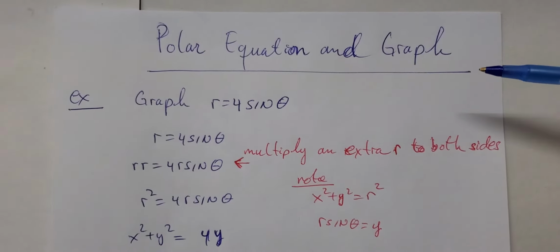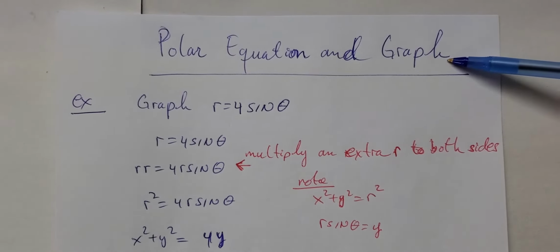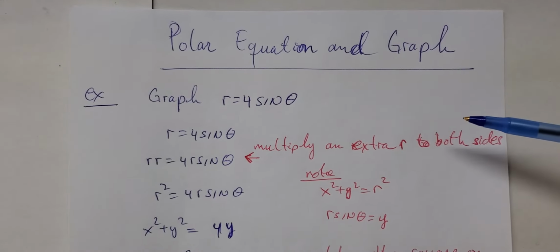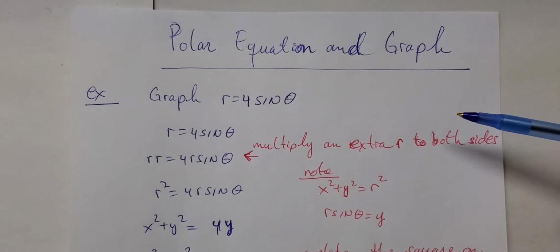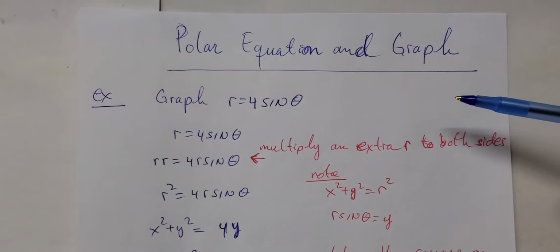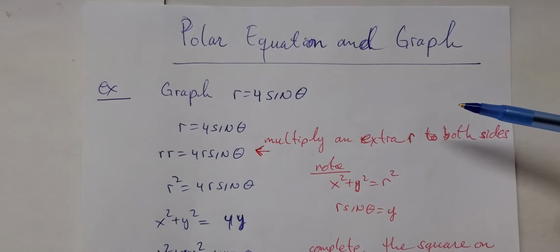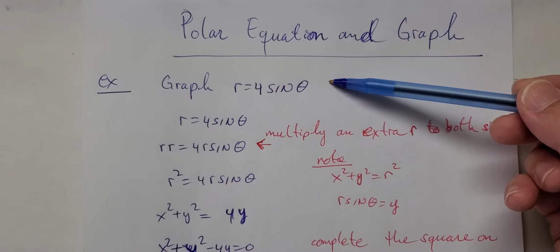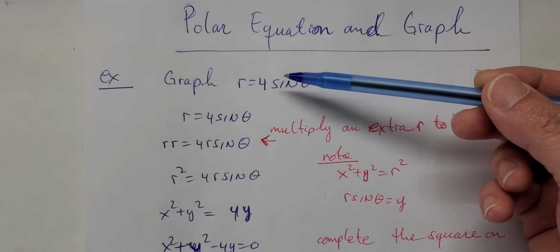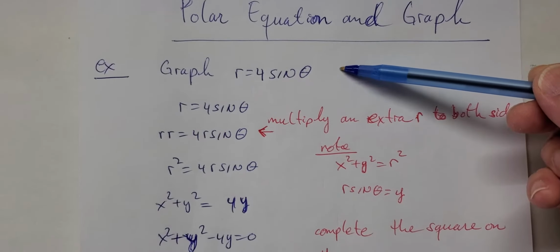This lesson is polar equation and graph. I will do this in parts again because it's a long video, and I don't want to keep it too long. So I will do this in parts. Here we have the first example: graph r equals 4 sine theta.